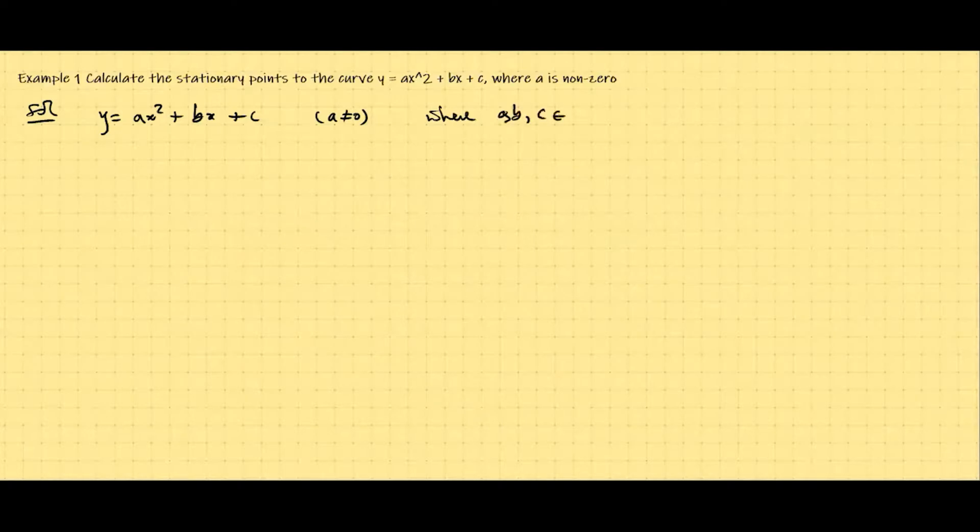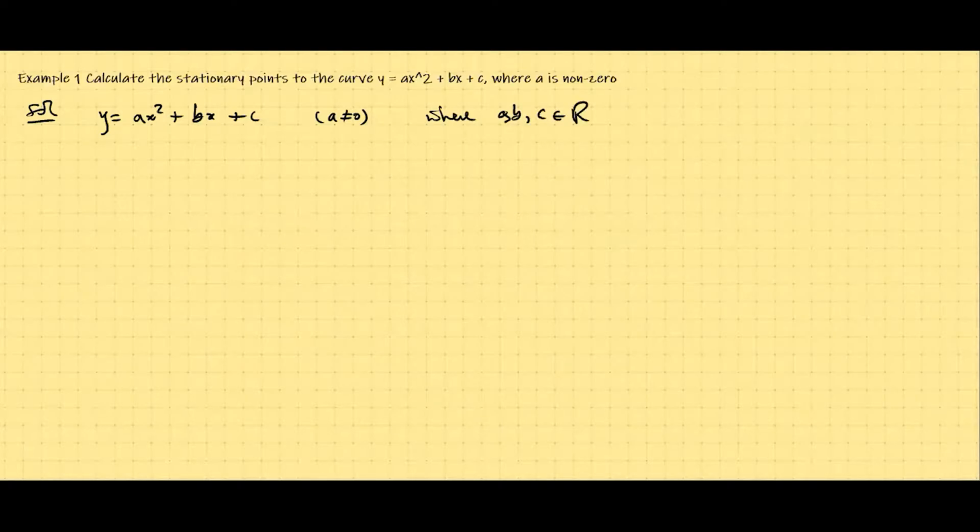Given that we've just seen a rather abstract or technical definition of a stationary point, it's worth seeing an example, just so we have a better understanding of what the definition actually says. So let's try and calculate the stationary point of the curve ax squared plus bx plus c. Solution: we've got y equals ax squared plus bx plus c. And of course, a had better not be zero, because otherwise we don't really have a quadratic. We have a linear function bx plus c. I should also say where a, b, and c are real numbers.